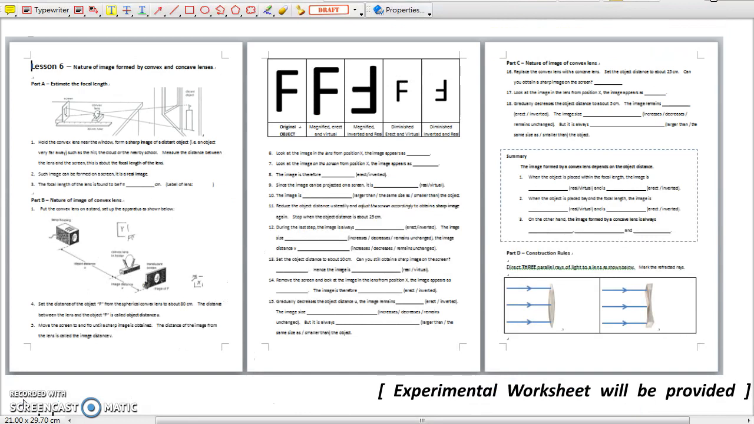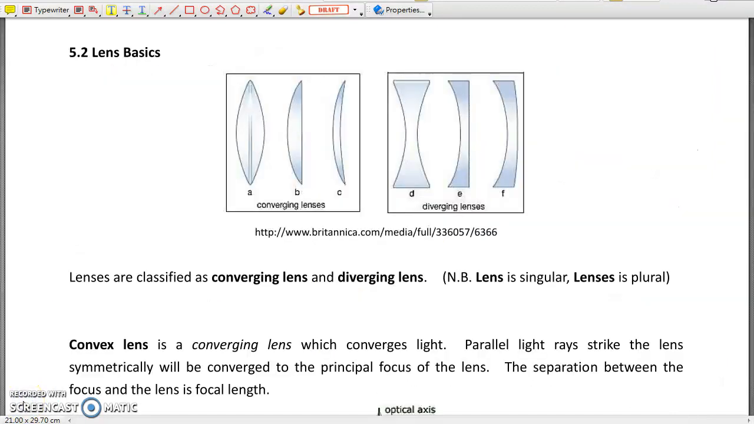So in the coming lesson, you are going to do an experiment to find out the natures of images formed by different lenses when the object is placed at different distances. To prepare for the experiment, you have to learn some basics about lenses. First, lenses are classified into two types: converging lens and divergent lens.